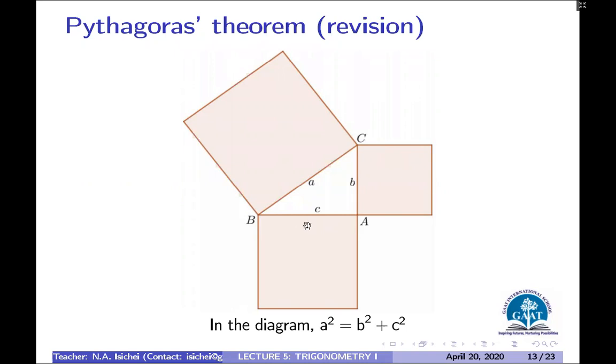According to the Pythagoras theorem, it states that in any right angle triangle, the square of the hypotenuse side is equal to the sum of the squares of the other two sides, just like you've seen in my last demonstration. Okay.